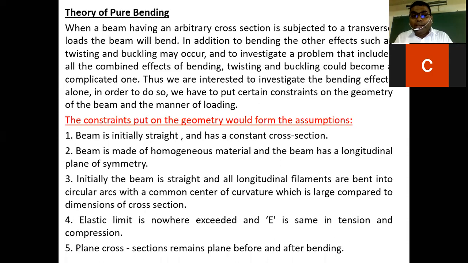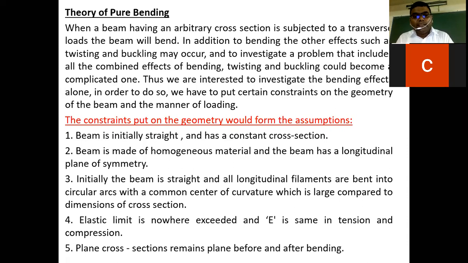That would be applicable to the equation we are going to find out. So initially the beam is straight. All longitudinal filaments are bent into a circular arc with a common center of curvature, which is large as compared to the dimensions of the cross section.